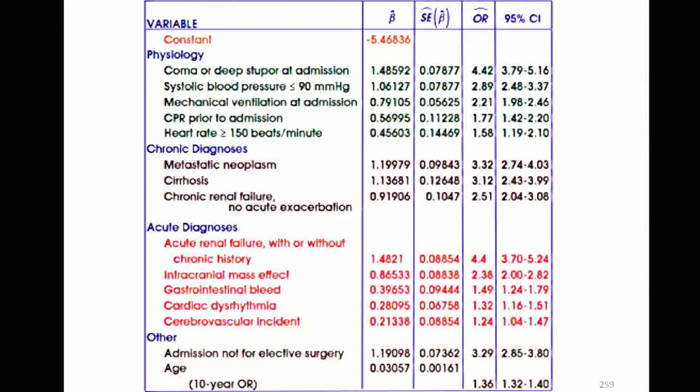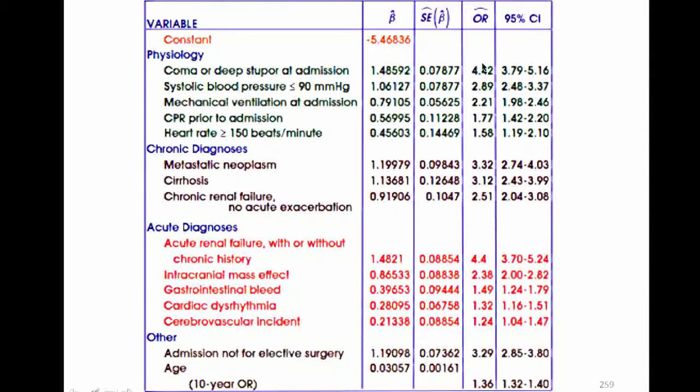And so the interpretation of this is that, looking at the odds ratio, a patient who's in coma or deep stupor at the time of admission to the ICU has 4.42 higher odds of dying than a patient not in coma or deep stupor, controlling for all of the other variables in the model simultaneously. And you can say that for each of the variables in this model, and all of these variables are highly significant. Now, the way you get the odds ratio, as you know, is you take e to the coefficient. E to the 1.485 is 4.42.